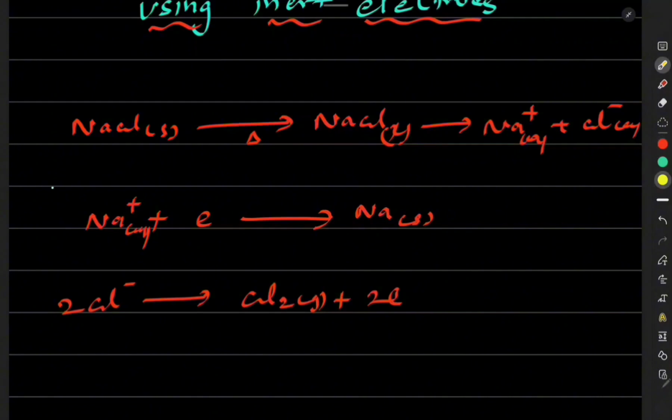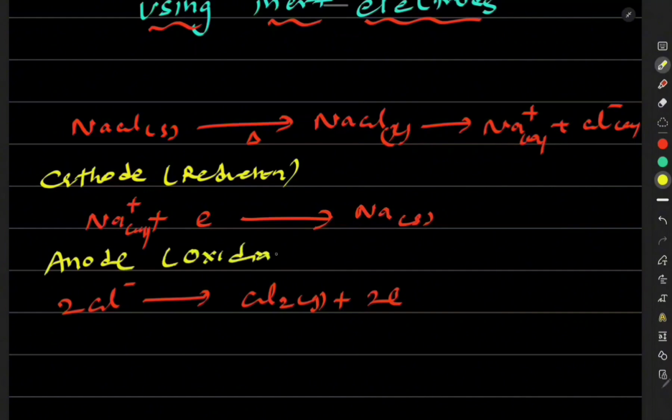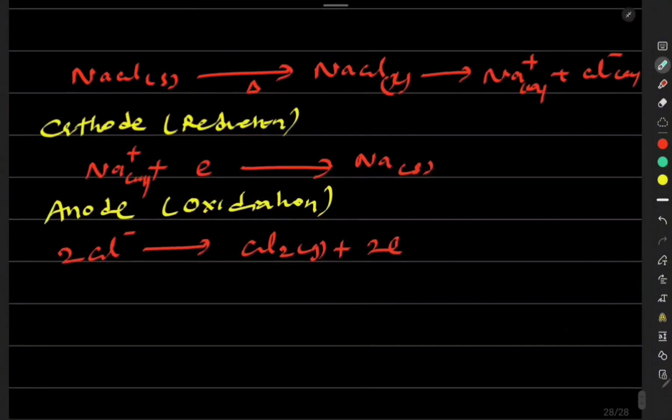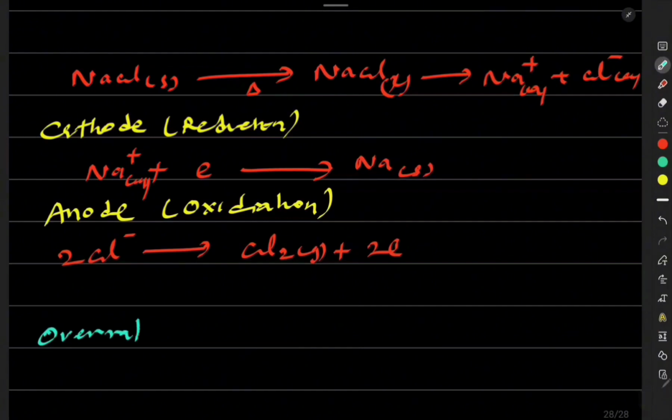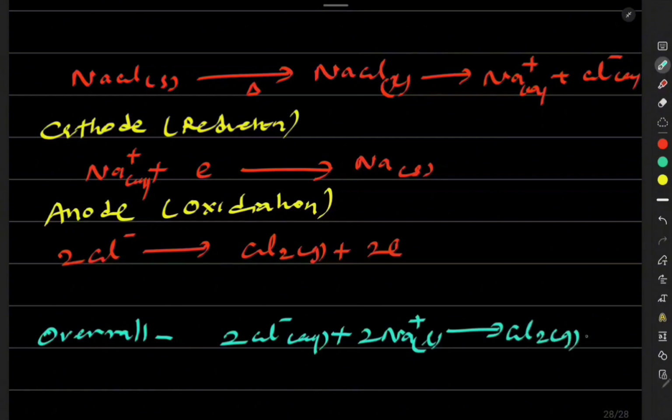This is cathode. Reduction occurs here, and this is anode, oxidization. And if we consider the overall reaction, 2Cl⁻ (aq) + 2Na⁺ (l) form Cl2 gas plus Na liquid.